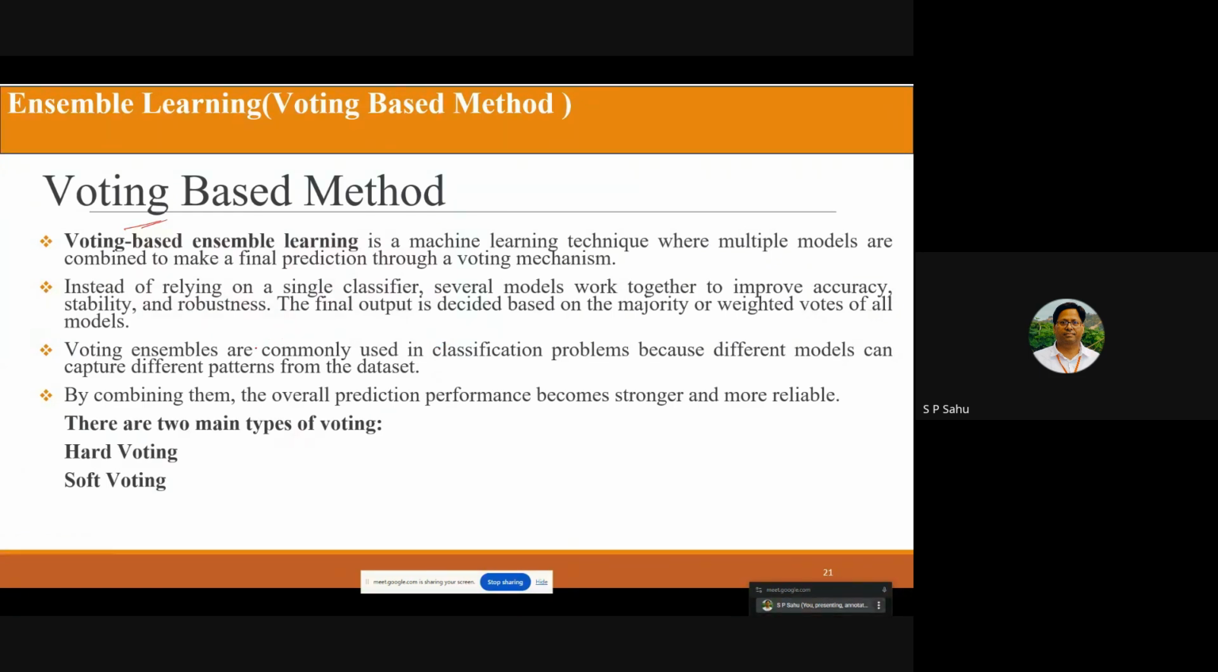These models are commonly used for classification problems, and different models can capture different patterns from the data set. Finally, combining them gives overall prediction performance which is stronger and more reliable.